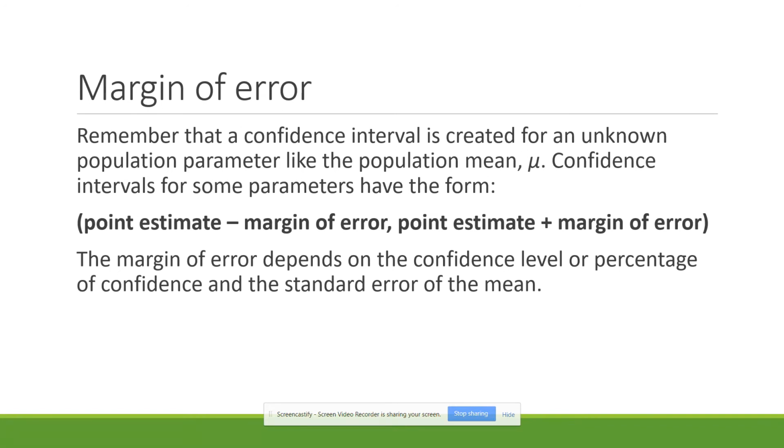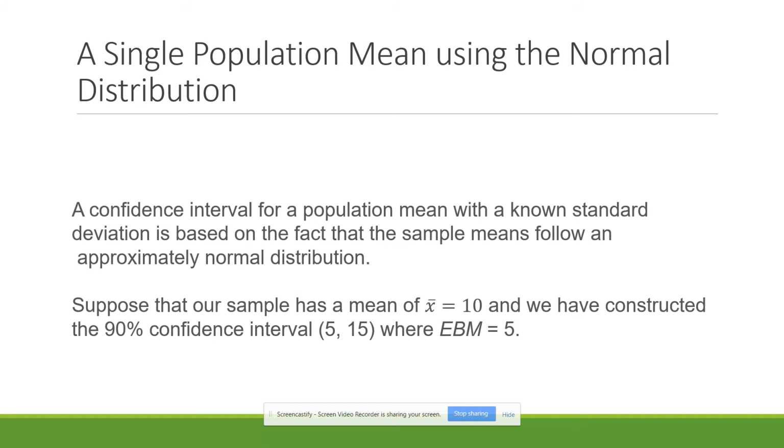So let's go back and talk about what we previously did, margin of error. Remember that a confidence interval is created from an unknown population parameter like a population mean. So confidence intervals for some parameters have the following form: your point estimate minus the margin of error, and your point estimate plus the margin of error. The margin of error depends on the confidence level, or the percentage of confidence, and the standard error of the mean.